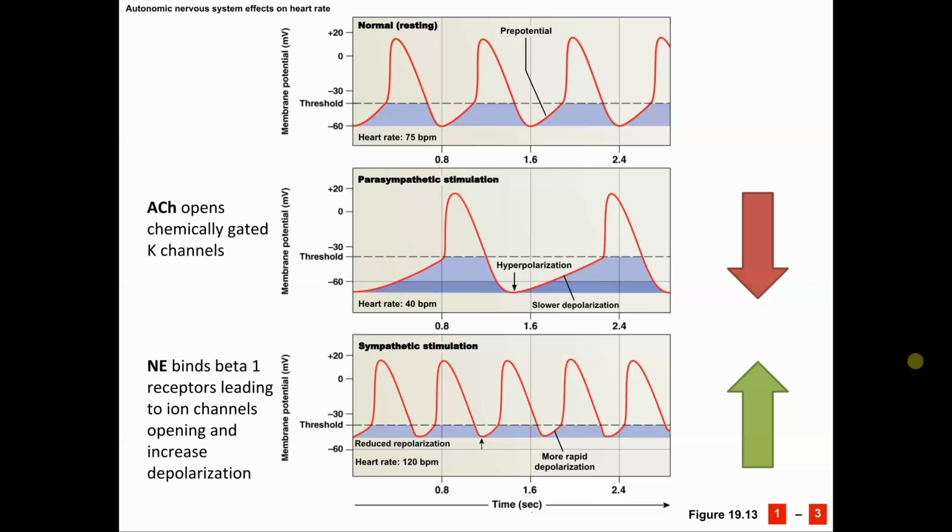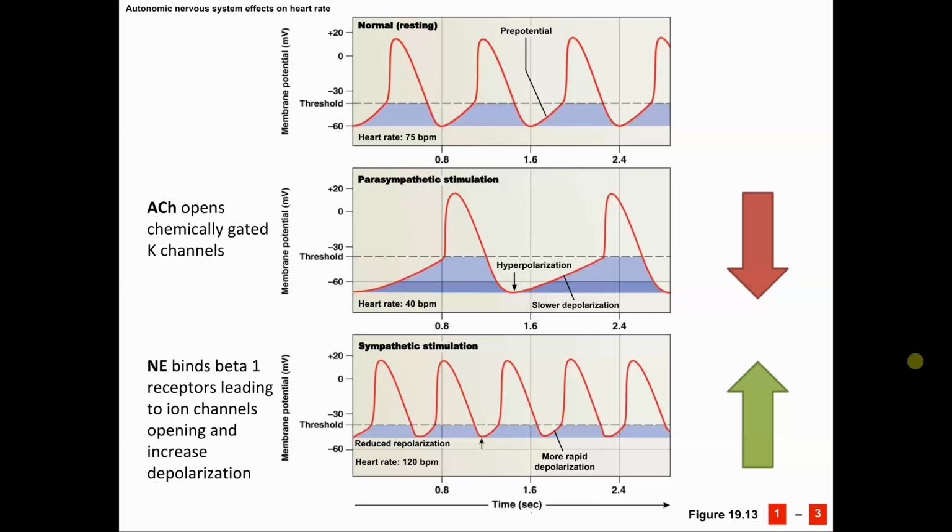So sympathetic, think fight or flight. We know we're going to get more contractions per minute. For this, norepinephrine is going to bind beta-1 receptors. This is going to open our ion channels, and what ion channel would it most likely be? Sodium. So now we are depolarized. It takes less drifting to get to threshold, so it happens more often, and will increase our heart rate.